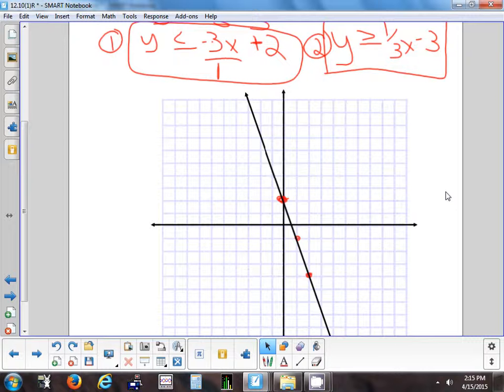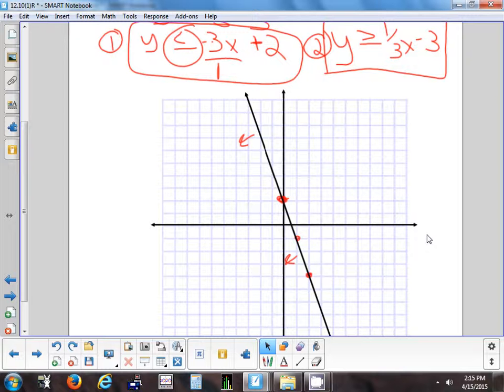Now, with this sign, am I going above or am I going below? What's this saying? Less than or equal to. Am I going above or below? Below. Guys, another way you can think of it, what I do sometimes is I just draw little arrows. I draw an arrow here, I draw an arrow there, so when I get to my shading part, I know that I have to shade below. So you can put arrows on it if you want to remind yourself that you have to shade below. All right?